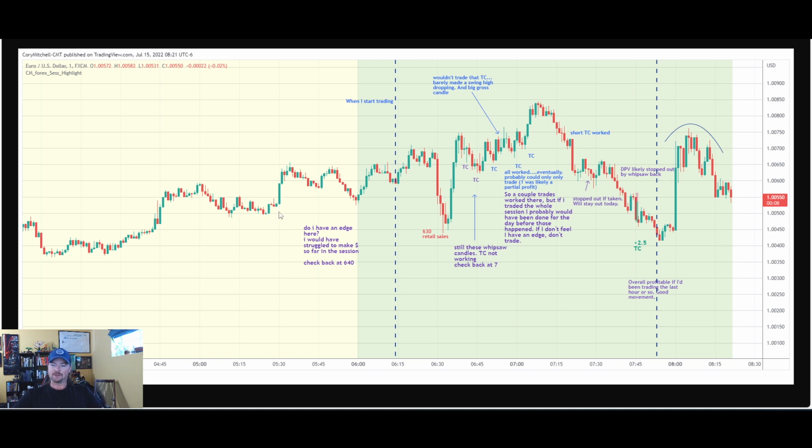So we can see some nice moves. Each one of these little lines is 5 pips. So we got multiple movements going, or quite a bit of movement going on. So 5, 10. This little run here was 15 pips. This last run up was about 15 pips. So we do have some movement going on.